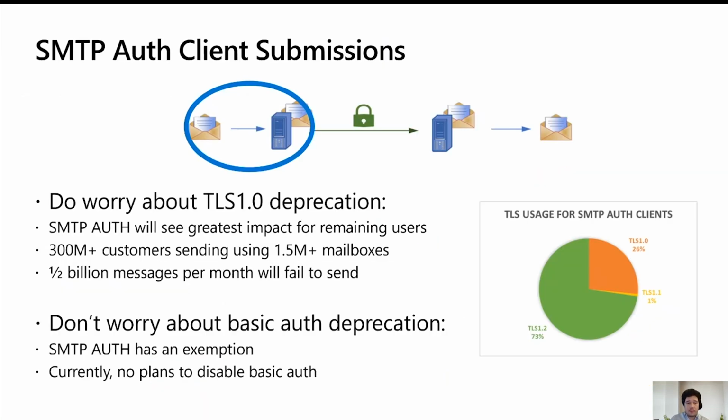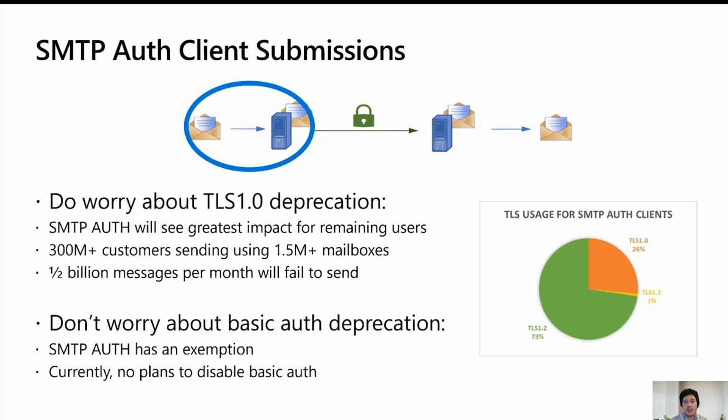Something you don't have to worry about. So I'm sure, and hopefully, you've heard about the basic auth deprecation that is happening in our service. It's a huge security pain point, as I said, with compromised credentials. However, given the nature of SMTP Auth, we've applied for and received an exemption for SMTP Auth from the basic auth deprecation. This means that your printers will continue to send out those emails, and that we won't suddenly need smart printers that support OAuth.